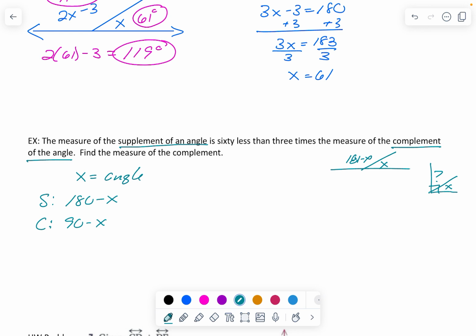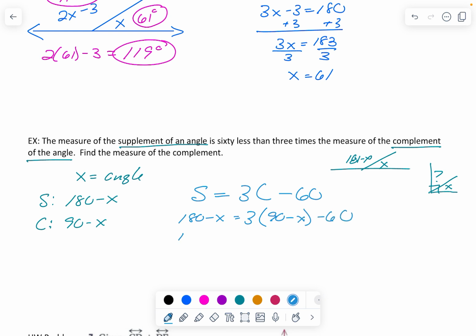So this is going to look like, all right, the measure of the supplement of an angle is 60 less than 3 times the measure of the complement. A lot of times it's nice to put it in terms of S and C first, and then we're going to substitute in. So instead of S, we have 180 minus x. And then instead of C, we have 90 minus x.